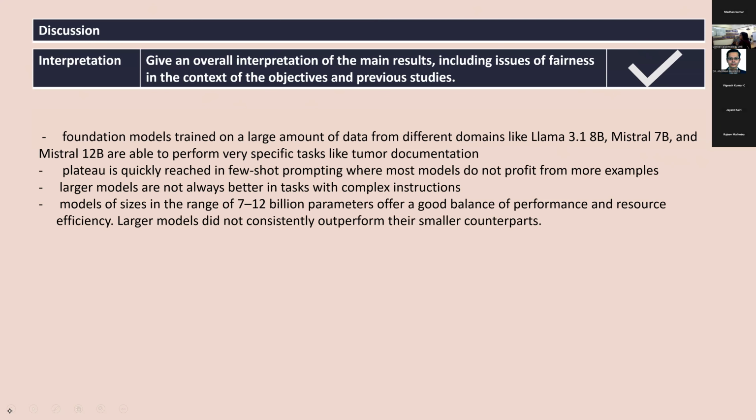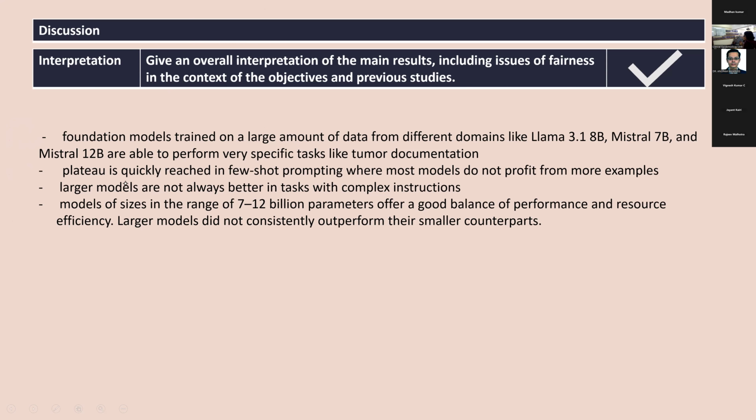In the discussion section, we look at the interpretation: give an overall interpretation of the main results, including issues of fairness in the context of objectives and previous studies. So they found that the foundation models, which are trained on a large amount of data from different domains, like Llama 3.1 8B, Mistral 7B, and Mistral 12B, were able to perform very specific tasks like tumor documentation. And they reached a plateau quickly after a few shot prompting, and they did not profit from additional examples.